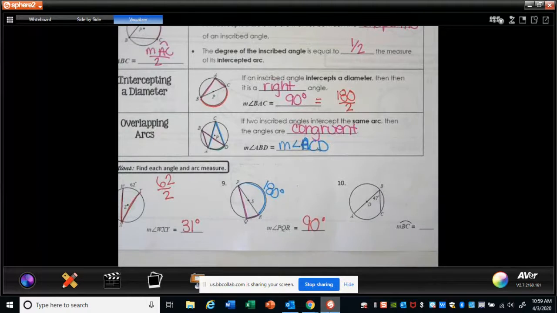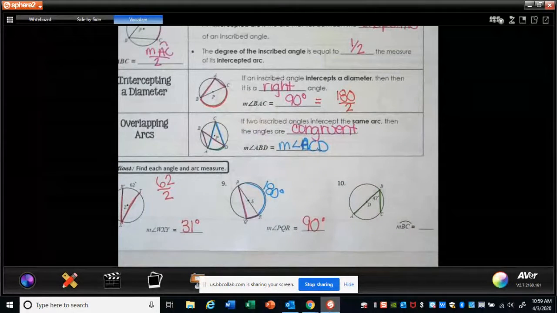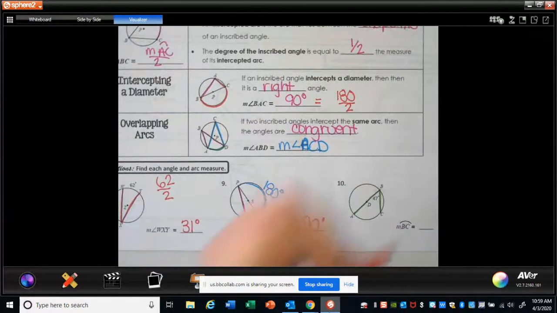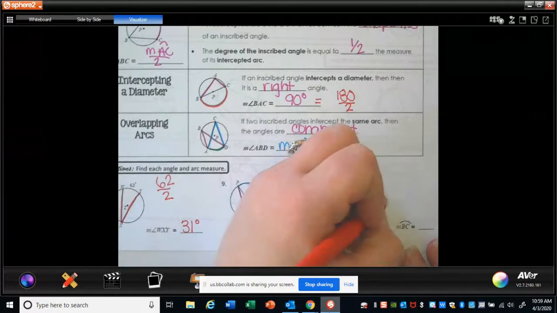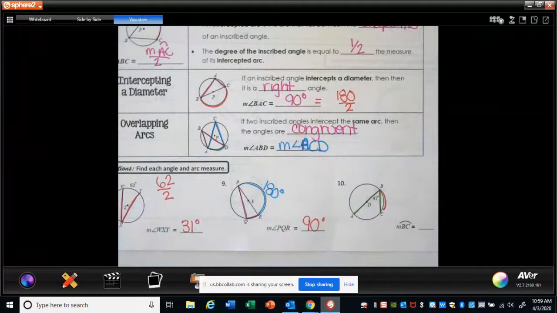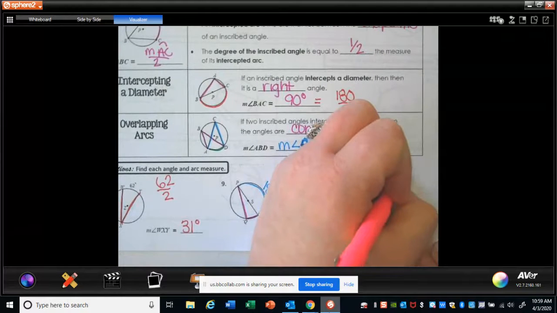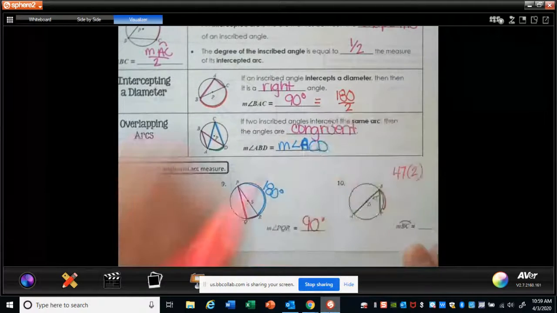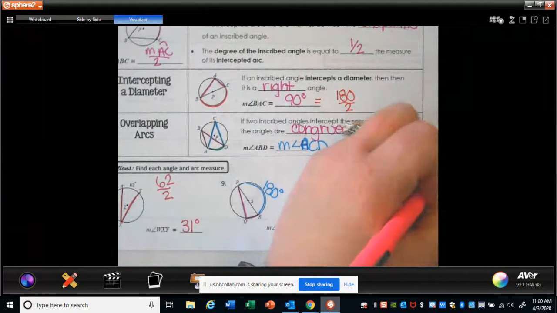All right. If they give us angle ABC is 47 degrees, and we want to know arc BC, we've got to find the inscribed angle's arc, and then we have to go and find the measure of arc BC. So we've kind of got two steps here. Let's go ahead and find arc AC, because that's going to help me find arc BC. If the angle is 47, we're simply going to do the opposite of dividing, which is multiplying. We're going to take 47 and multiply it by 2. That's going to give us 94 degrees.